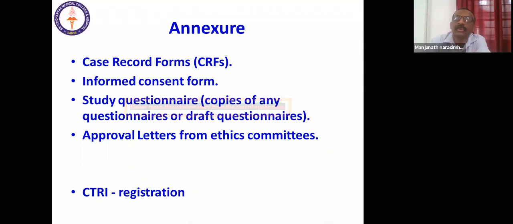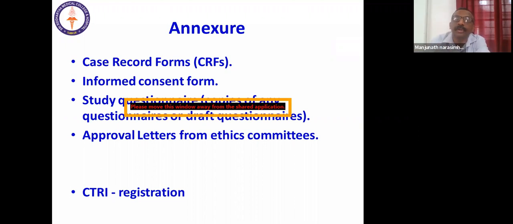What are the annexes you are going to give here? Whenever you are submitting to any of the authorities, number one, you are going to prepare the case report form. Case report or case record forms should not be a replica of your case sheets. Case sheet is different, case report form is different. What is this case report form?